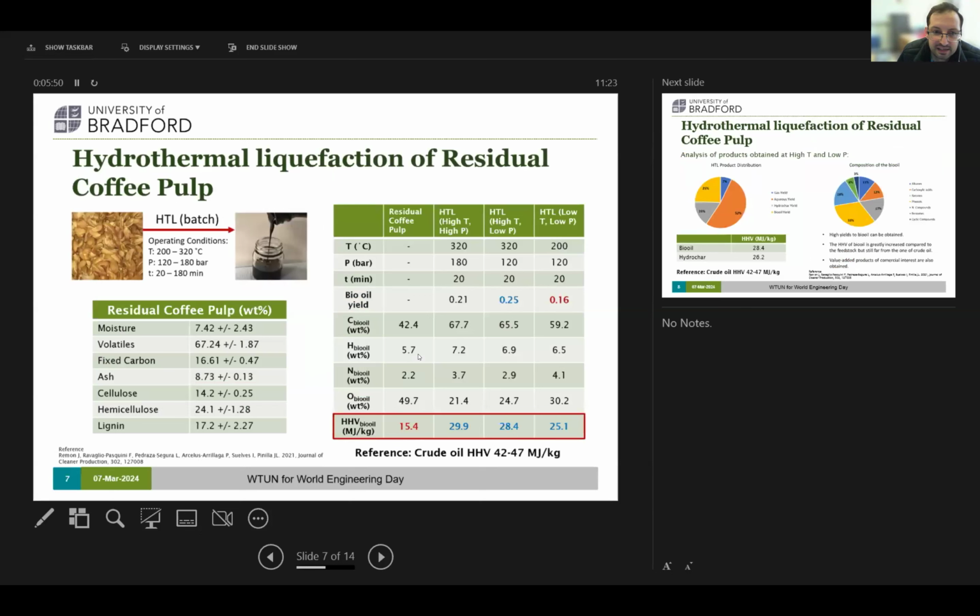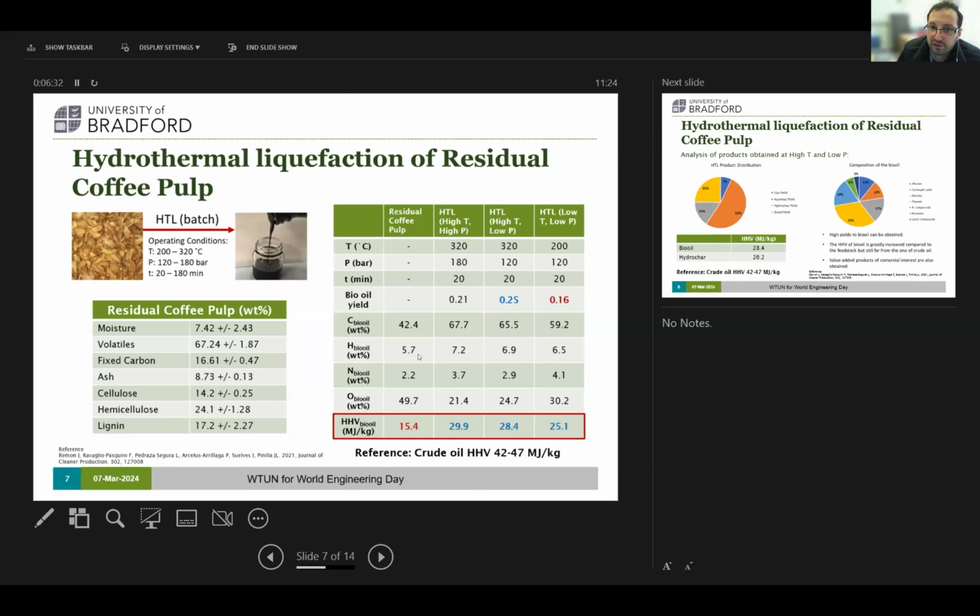This is research that I performed with some colleagues in Mexico and also some colleagues in Spain. We studied the hydrothermal liquefaction of residual coffee pulp, an agricultural waste. We processed it in hydrothermal conditions, as you can see there, ranging between 200 and 320 degrees Celsius at high pressures of 120 to 180 bars in a batch reactor. I'm not going to go through the table because that would take a lot of time, but what you see in the red square is that we managed to increase the energy content of the biomass by almost double.